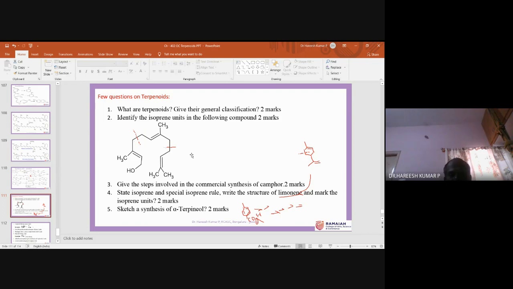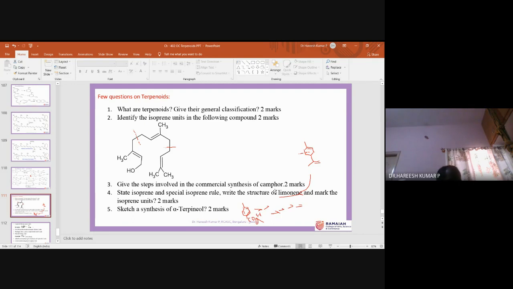So that's all about this particular question. Then give the steps involved in the commercial synthesis of camphor. Okay, give the steps involved in the commercial synthesis of camphor.